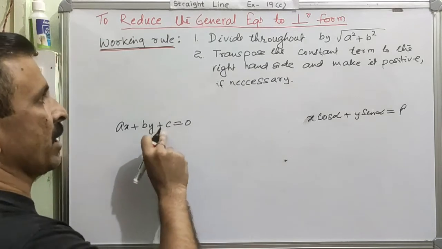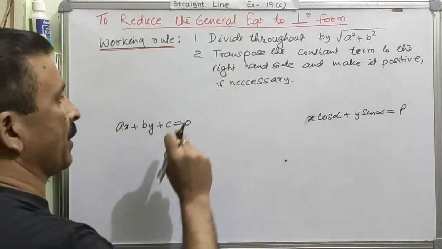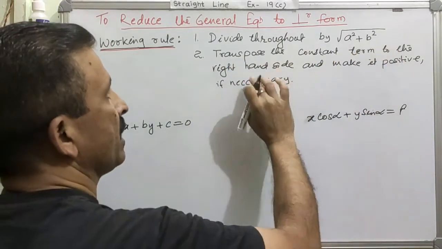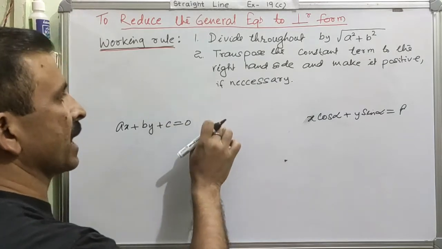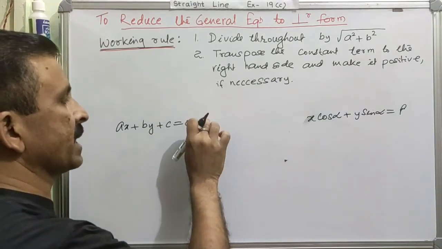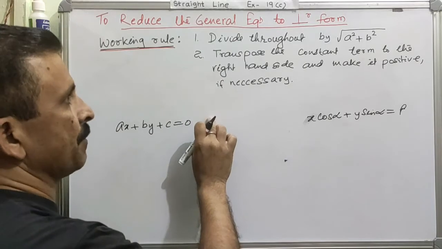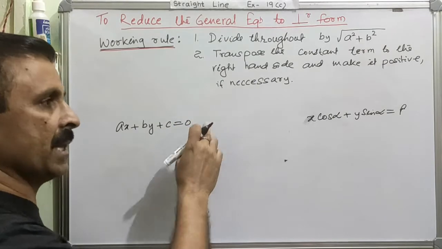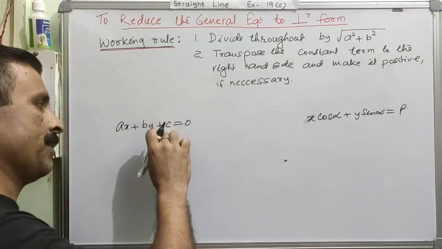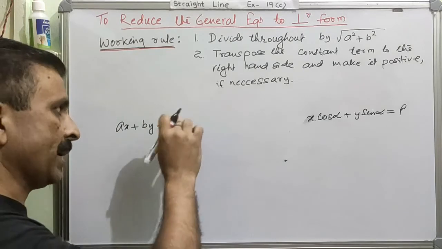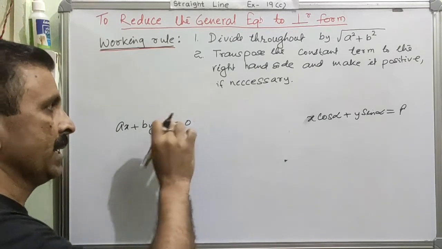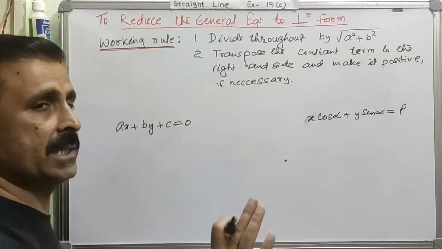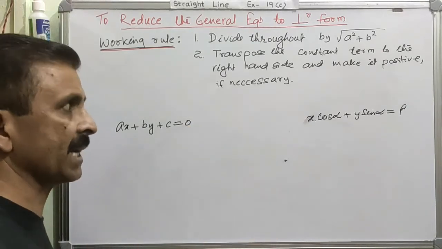Next step, after following step number 1, the constant has to be moved to the right hand side. Transpose the constant term to the right hand side. Clear? So this will be shifted to the right hand side. And after shifting this constant to the right hand side, you have to make it positive if necessary. Means after shifting this, if it comes positive, then there is nothing to do. You have to simply shift it to the right hand side. But if after shifting it to the right hand side, this term comes as negative, then you have to make it positive by changing the sign. So this is the basic thing that we will keep in mind.